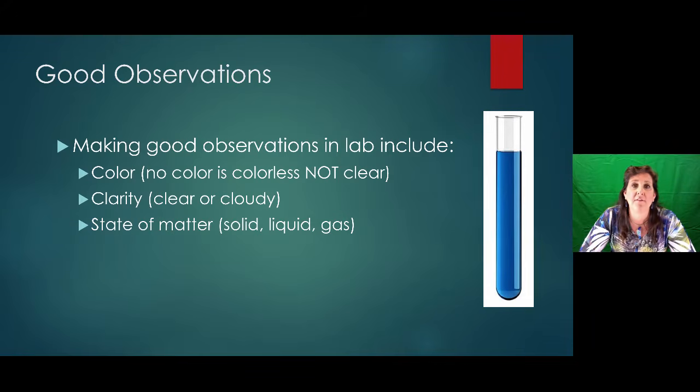And then finally, the last thing in your observation is state of matter, solid, liquid, or gas. So orange crush would be orange, clear, liquid. Dark German beer would be brown, cloudy, liquid. An emerald would be a green solid, and so forth. So that's how you make good observations in lab.